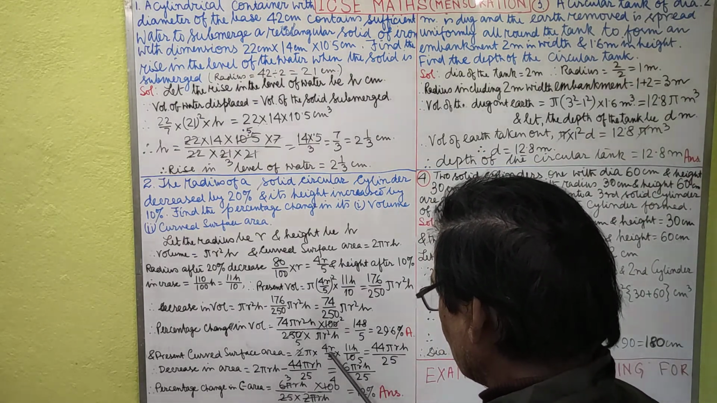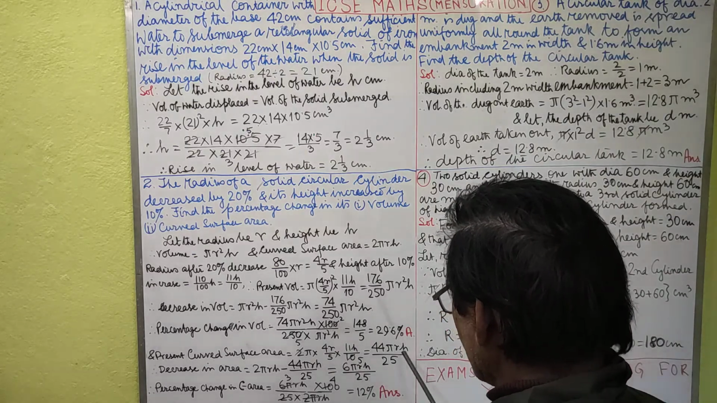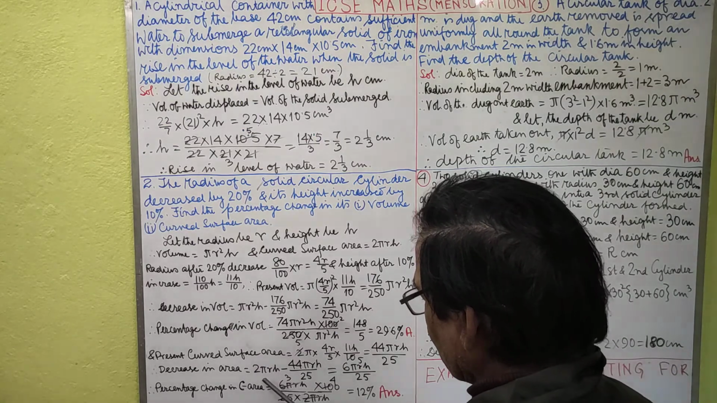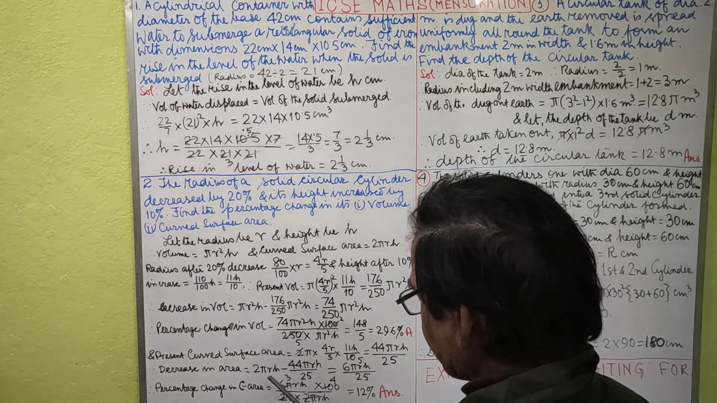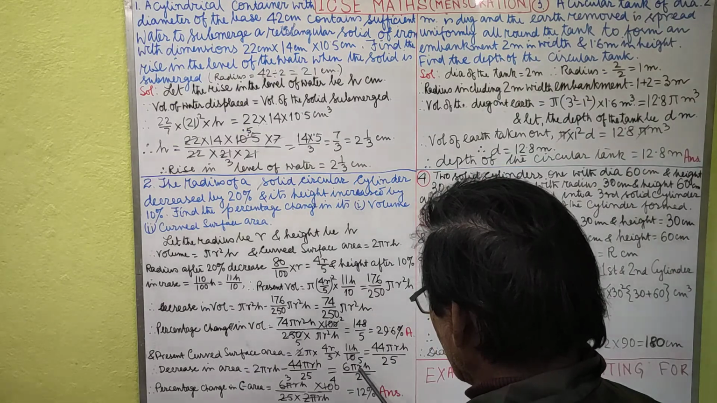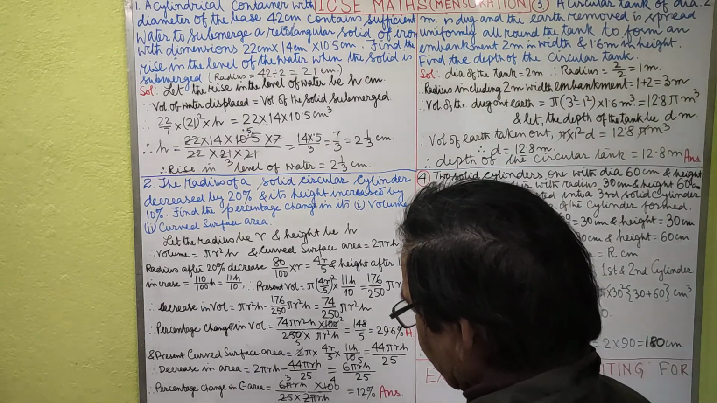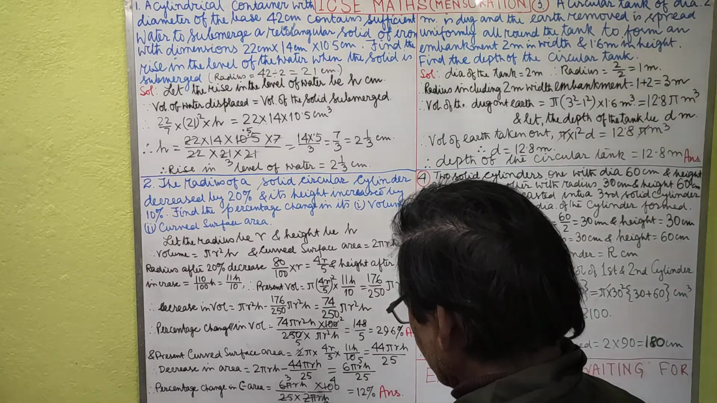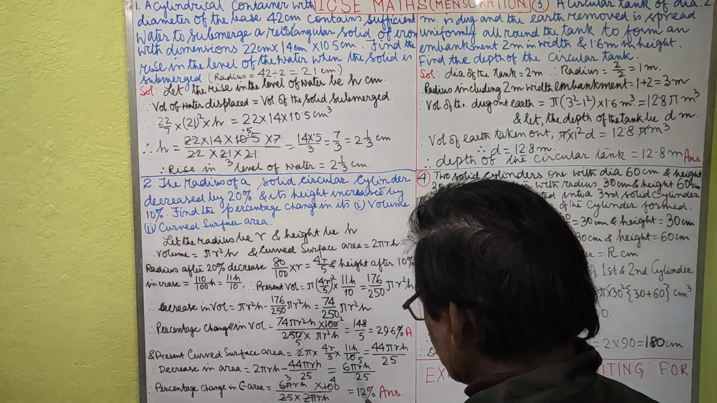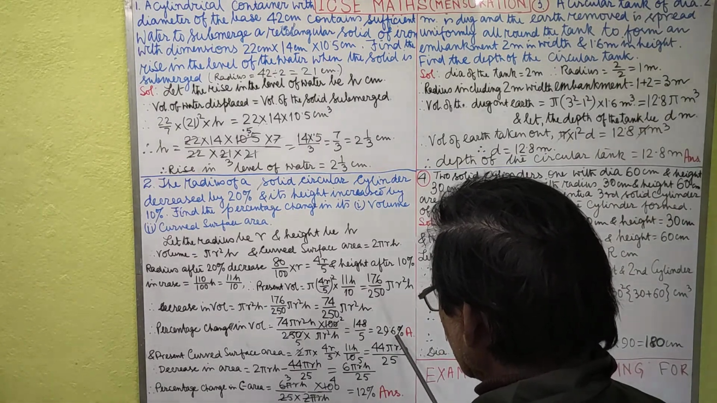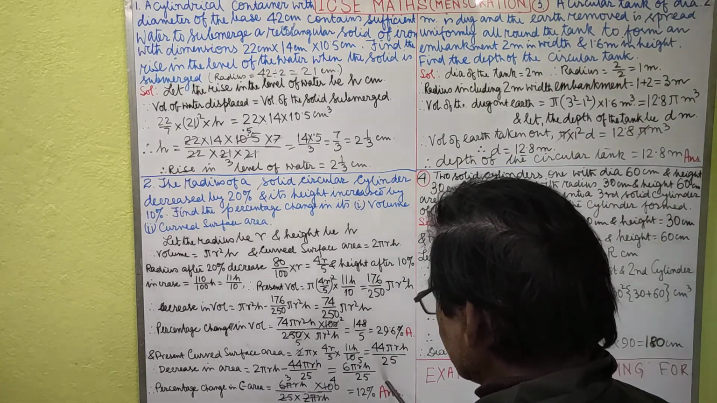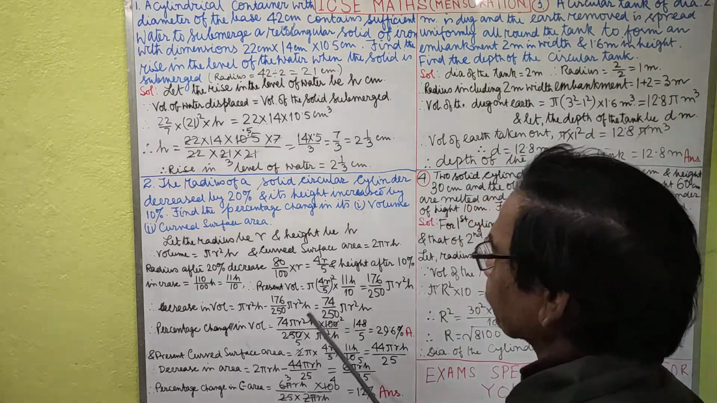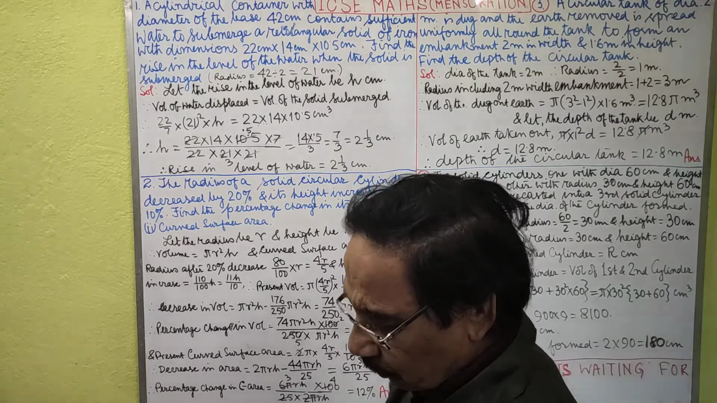Present curved surface area after the change equals 2 pi into 4r by 5 into 11h by 10. By cancelling this, you will get 44 pi r h by 25. So decrease in curved surface area will be 6 pi r h by 25. Therefore percentage change equals change into 100 by original, that is 12%. So area will be changed 12% and volume will be changed 29.6%. These two are answers.